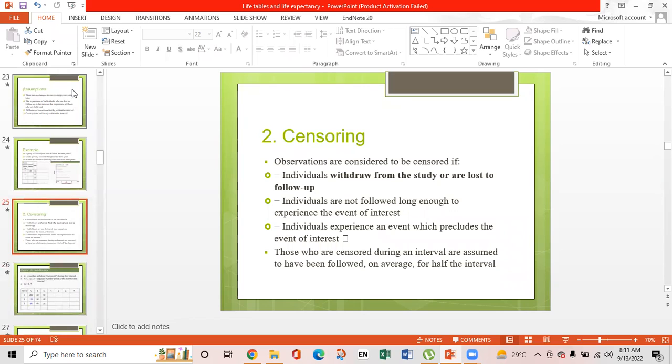Censoring. Observations are considered to be censored if individuals withdraw from the study or are lost to follow-up, individuals are not followed long enough to experience the event of interest, or individuals experience an event which precludes the event of interest. Those who are censored during an interval are assumed to have been followed on average for half the interval.